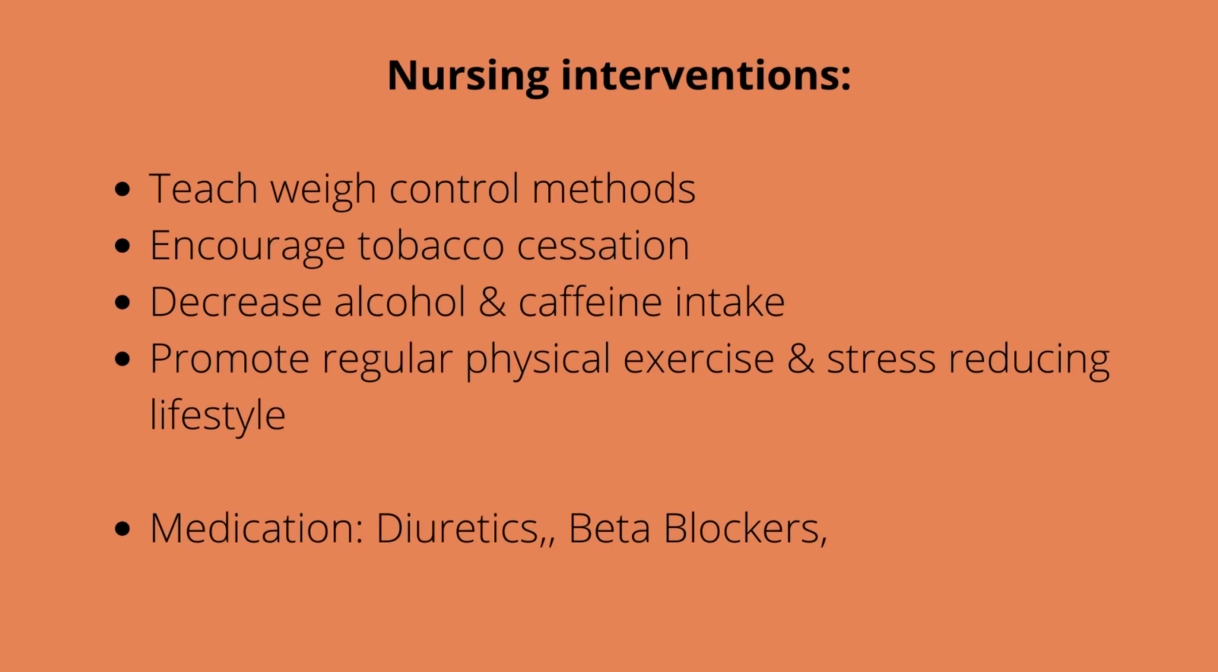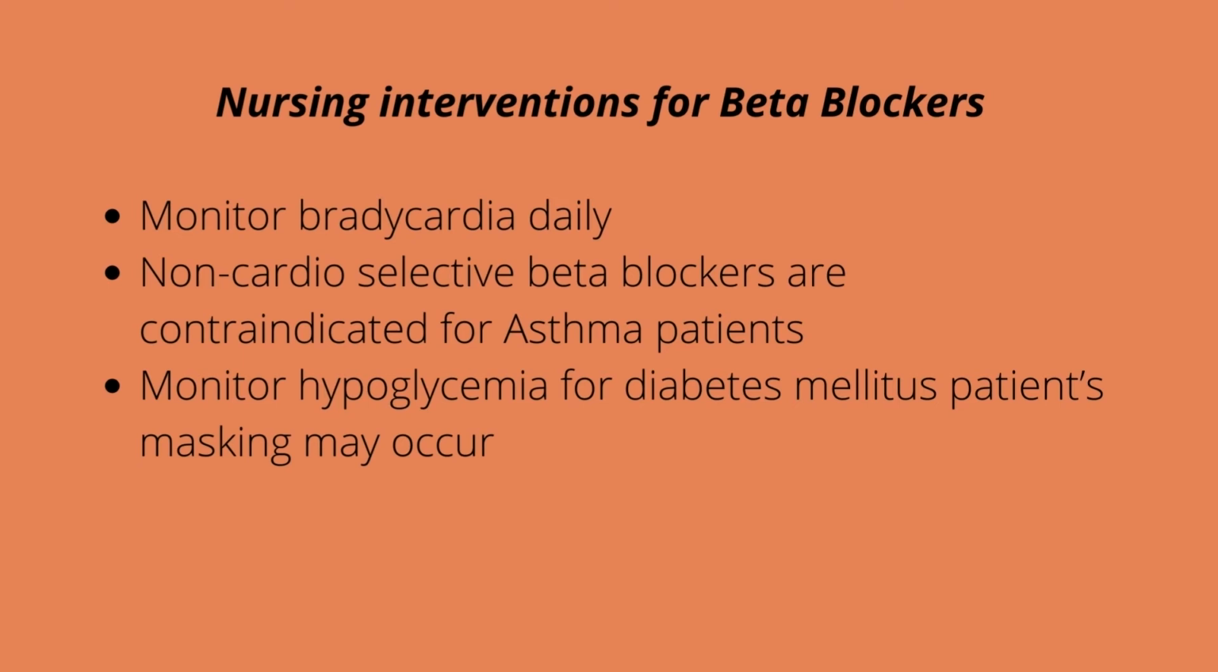We also monitor this patient for bradycardia and pulse daily, and for manifestations of heart failure. Non-cardioselective beta blockers are contraindicated for asthma patients. Cardioselective beta blockers include metoprolol and atenolol, and the rest are non-selective, so they have side effects of bronchospasm. So with our asthma patients, we really need to watch that. We monitor for hypoglycemia in diabetic patients, making sure it doesn't occur because beta blockers mask it.